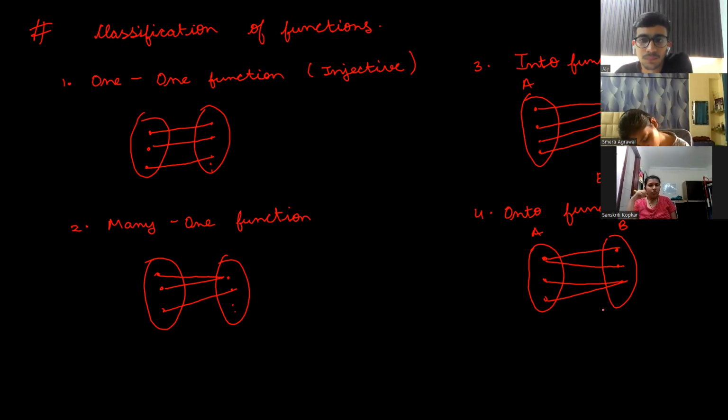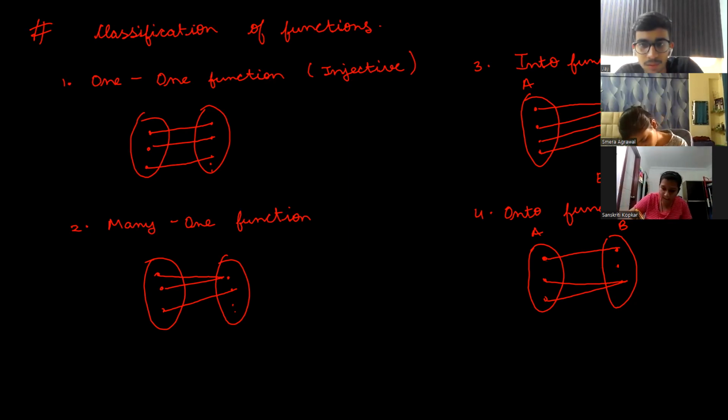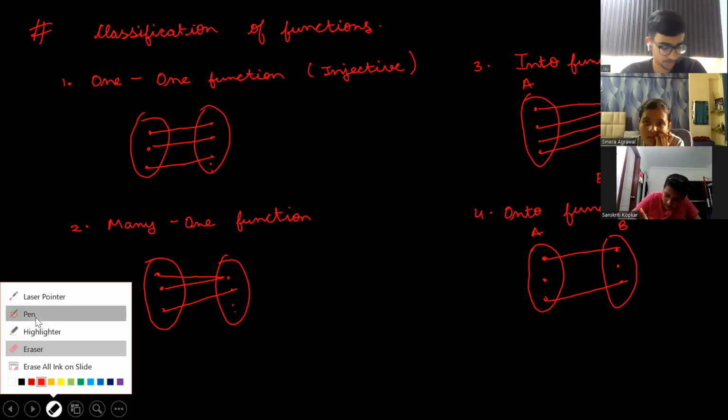So the fourth one, how is it a function because the first element of A is connected to two elements in B? Yeah. So it's not a function, right? Nice observation. So I'll have to connect it like 1 to 1.